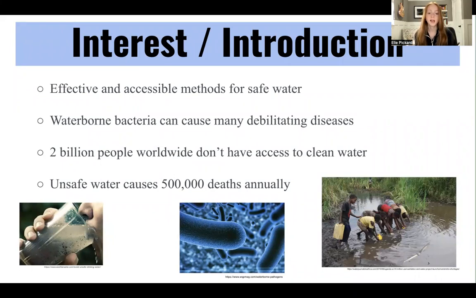Bacteria such as Salmonella, Escherichia coli, Shigella, and Campylobacter cause many diseases and illnesses such as diarrhea, cholera, dysentery, typhoid, and polio. According to statistics from the World Health Organization, at least 2 billion people drink from a contaminated water source, and about 500,000 annual deaths are caused by these waterborne diseases.